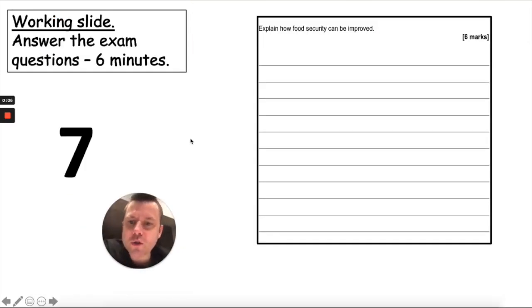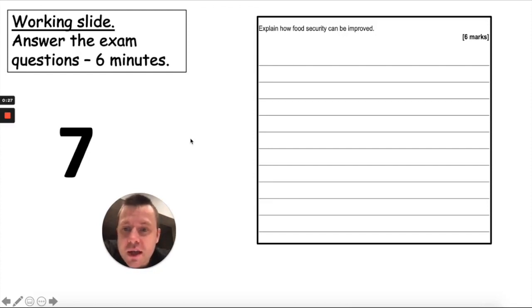Right, and guys, after watching that great video, let's have a go at this question. It is an explain question. Explain how food security can be improved. Explain. If you see the word explain, you should be thinking this means that. Might be worth jotting TMT down on the paper.